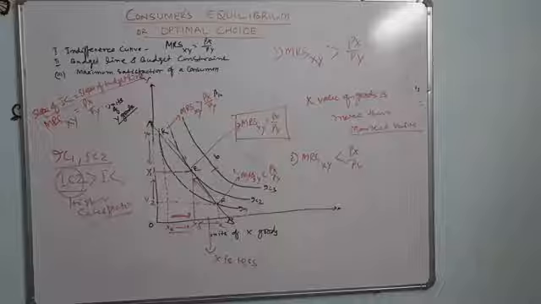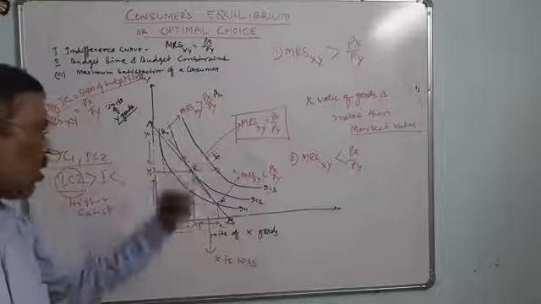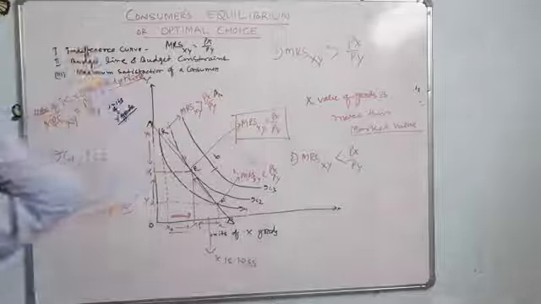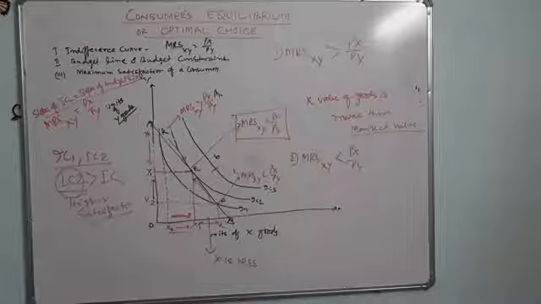As a result, the consumer buys more of Y goods and less of X goods to reach the equilibrium, where the marginal rate of substitution of X for Y equals Px upon Py, so that the consumer obtains equilibrium. That choice is called the optimal choice. So this is called the analysis of the consumer's equilibrium.